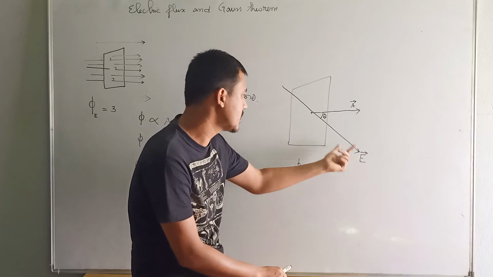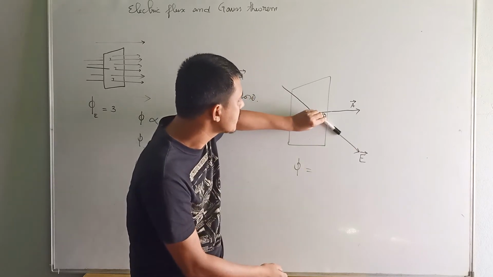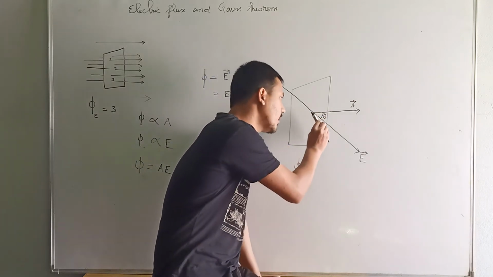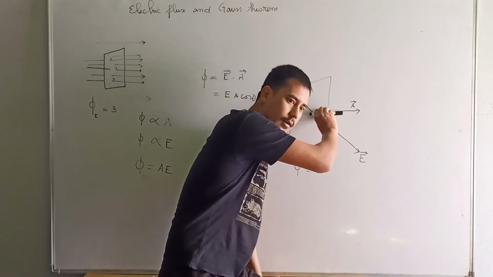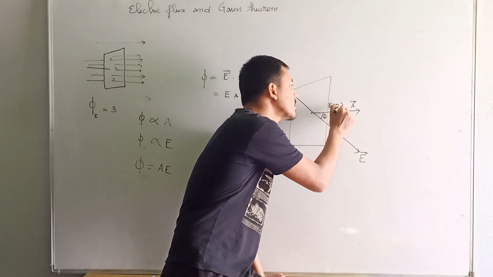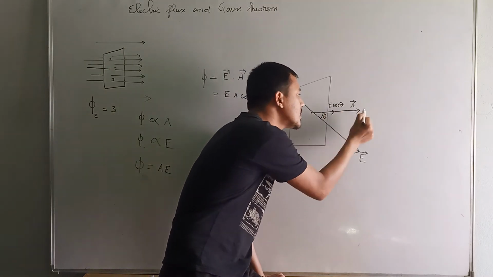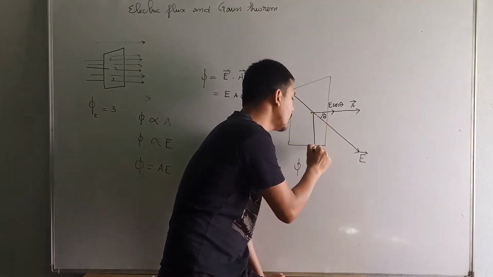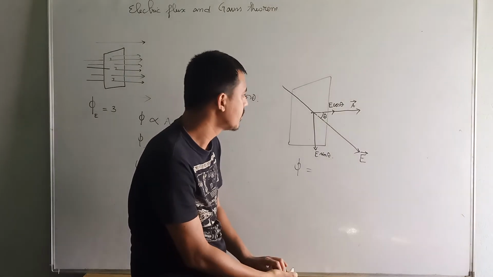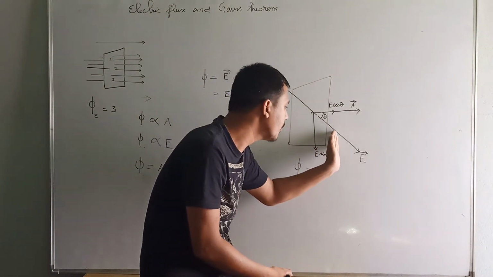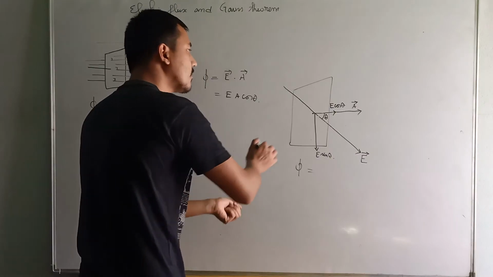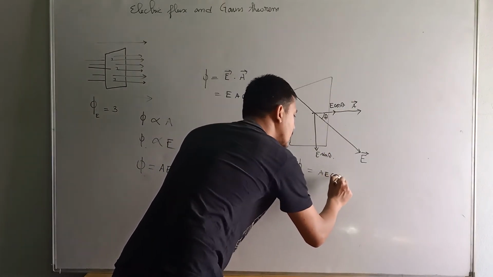Resolution of vectors. This E has two components, right? E cos theta along this A. So along this area A, the component of E will be E cos theta. And perpendicular to this, you have another component of E, known as E sin theta. You see. Is it alright? So the component E cos theta of this E is passing perpendicular to the surface. So I can write EA cos theta.